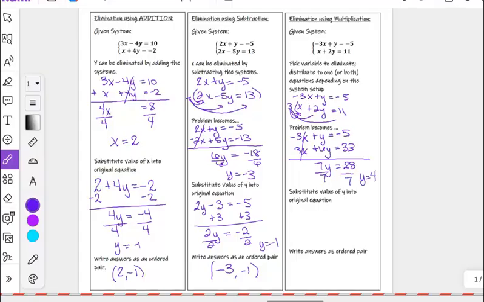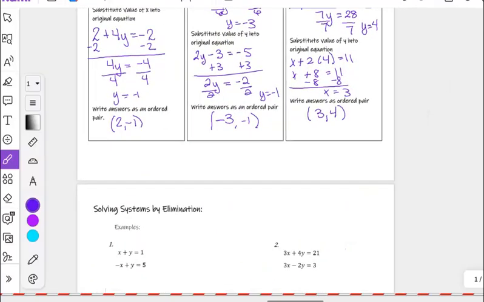Then I'm going to substitute that in to one of the original equations. So I'm going to have x plus 2 times 4 equals 11. X plus 8 equals 11. Subtract 8. X is going to equal 3. So my ordered pair, my solution is 3, 4.